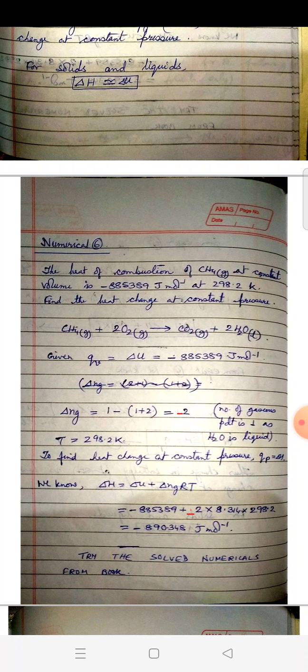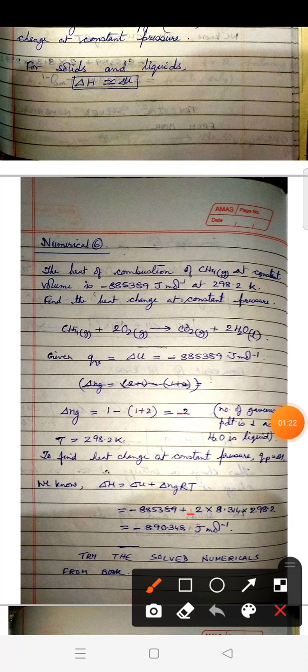Now to work it out, what you need to do is write the balanced equation for combustion of methane. Combustion, as you know, is reaction with oxygen. So methane burns in oxygen to give you carbon dioxide and water. During this process, since the temperature is 298.2 Kelvin, which is below 373 Kelvin, the nature of water will be liquid. That is why temperature is important. So methane is a gas, oxygen is a gas, carbon dioxide is a gas, and water is a liquid.